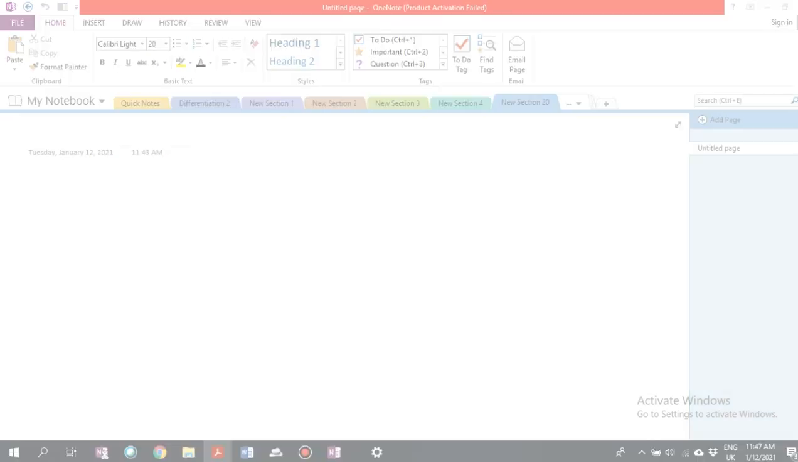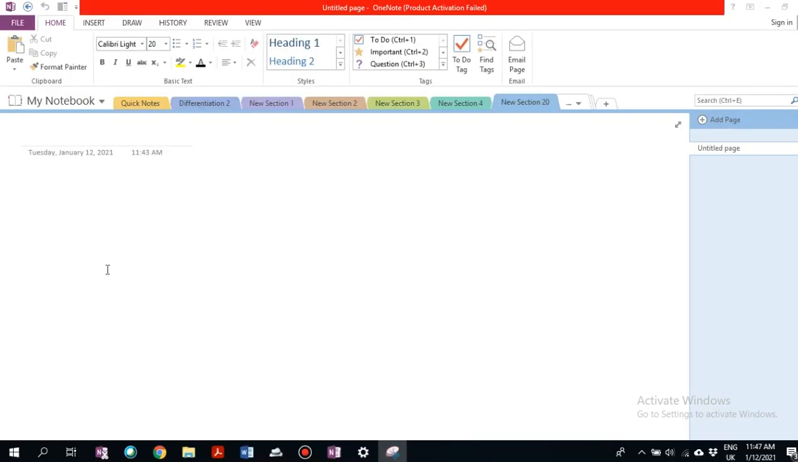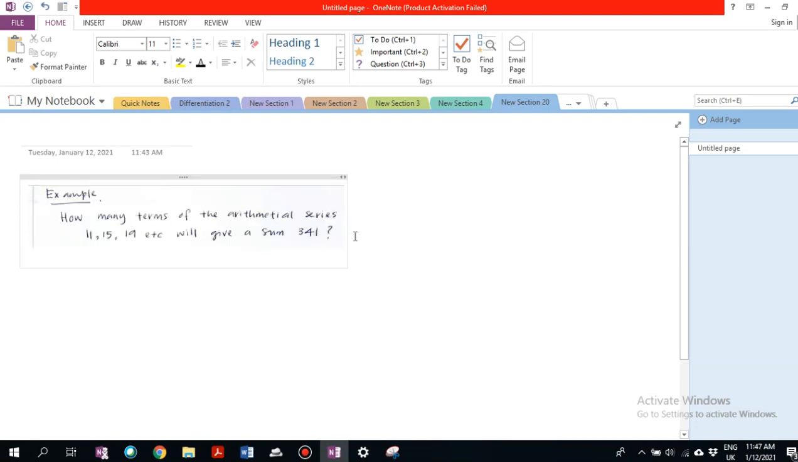Let's go for an example of an arithmetic series. The question asks us how many terms of the arithmetic series 11, 15, 19, etc. will give a sum of 341.